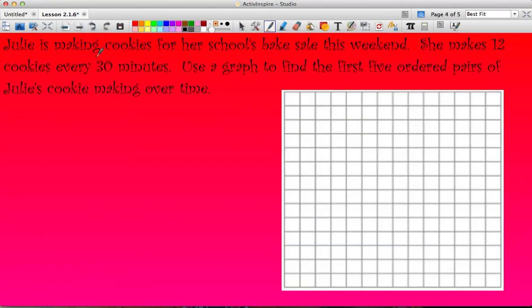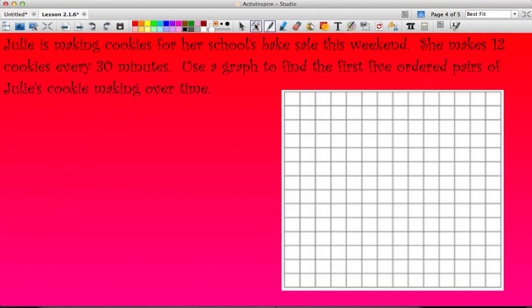All right, so what I'd like you to do is take a minute. I want you to read the question, take a minute, and try to solve. It wants you to use the graph to find the first 5 ordered pairs of Julie's cookie making over time. So you can choose to make your table first or try to graph first, but either way you need to be able to give me the first 5 ordered pairs. When you come back, we'll go over your answer.